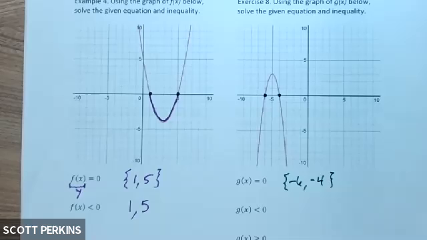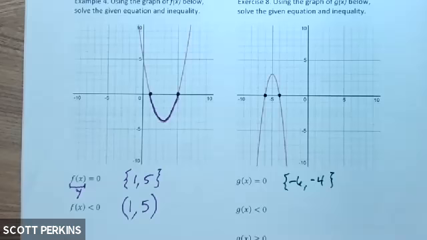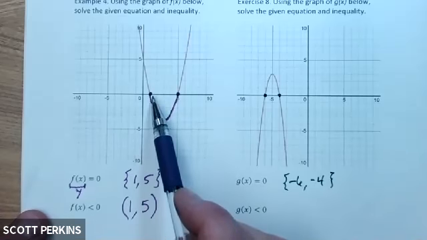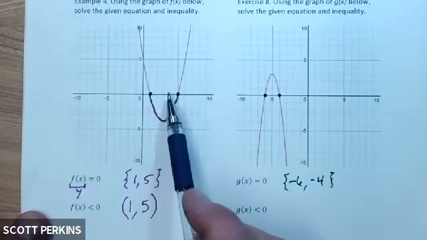Open or close is what the parenthesis or bracket tells me, and I use parentheses when there's no equal bar. And then I use brackets when there is an equal bar. So this one, do I have an equal bar right here? No. Nope, so I'm going to use parentheses. There's my interval. It's all the x values from 1 to 5, but I'm not including the endpoints because I don't care about where it's equal.